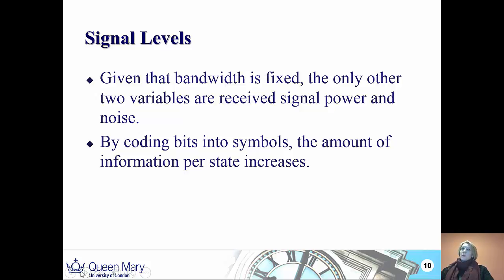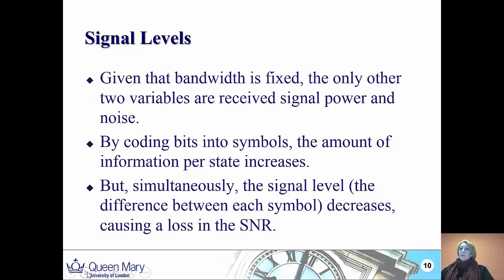So we do this by coding our bits into symbols. So we make more efficient use of our bandwidth. We code the bits into symbols, and the amount of information which is communicated per state then increases. Okay, so we're coding more information into each symbol. The downside of this is that there can be a loss in the signal to noise ratio.